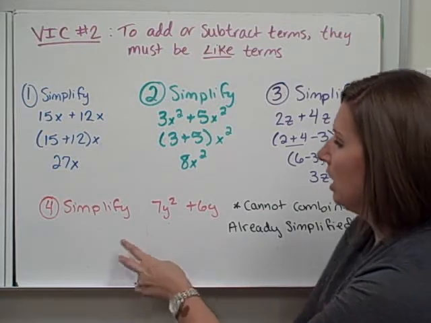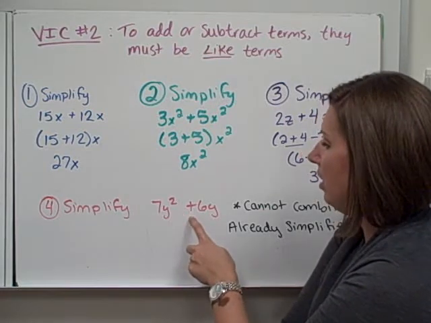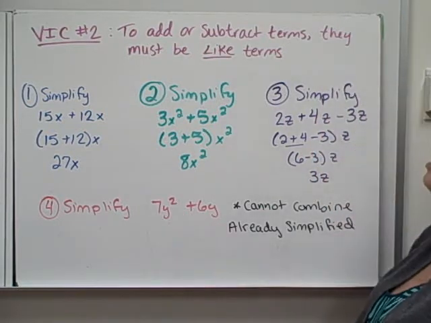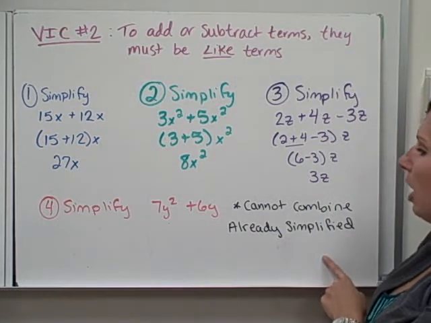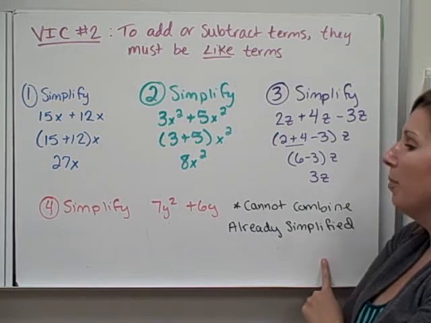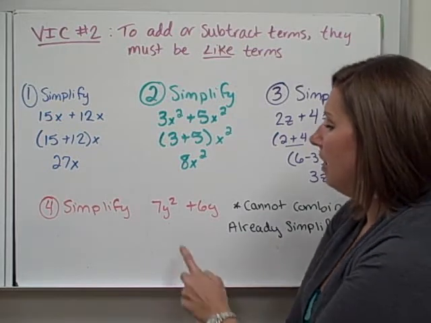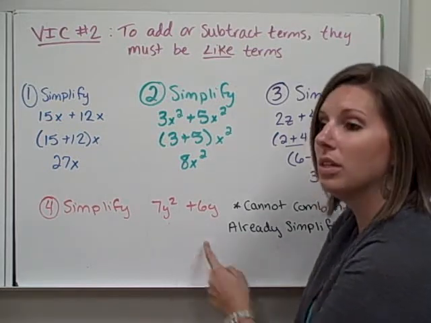Number 4, 7y squared plus 6y. This cannot be combined. This problem is already in its simplest form. It is already simplified. These two are not like terms, so I'm done.